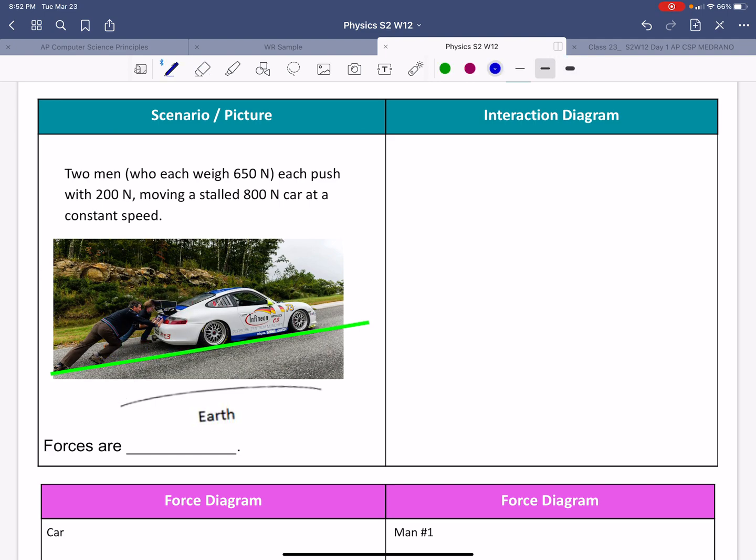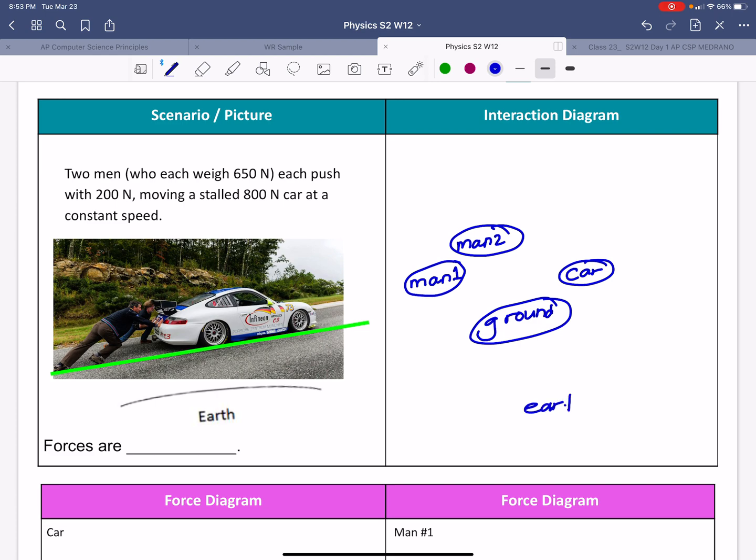We have man number 1, or we'll just call him man 1. And then we also have man 2. And then we have the car. And they're all on the ground. And we also have Earth. All right, so man 2 is pushing the car, and then we also have man 1 pushing the car. And the car is pushing back. And the car is standing on top of the ground.